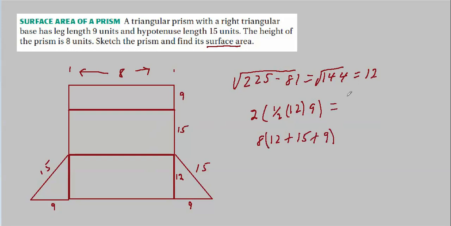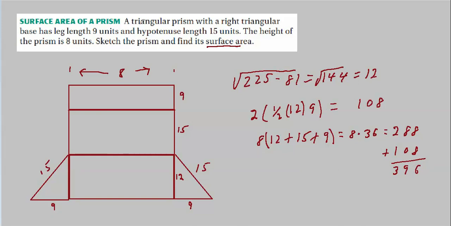Well, this part here, for the two triangles, we get 2 times 1/2 of 12 times 9, which of course is just 12 times 9, that's 108. This one, these all add up to 36. Multiply by 8 and get 288. We add up the two triangles plus the 3 rectangles and get 396 square units.